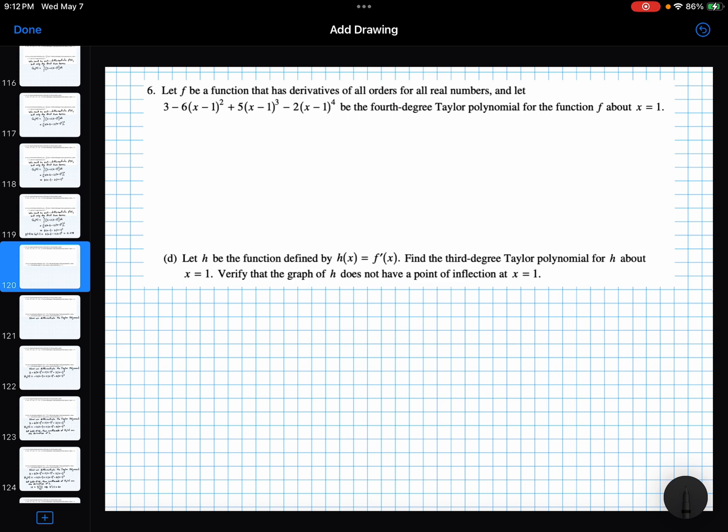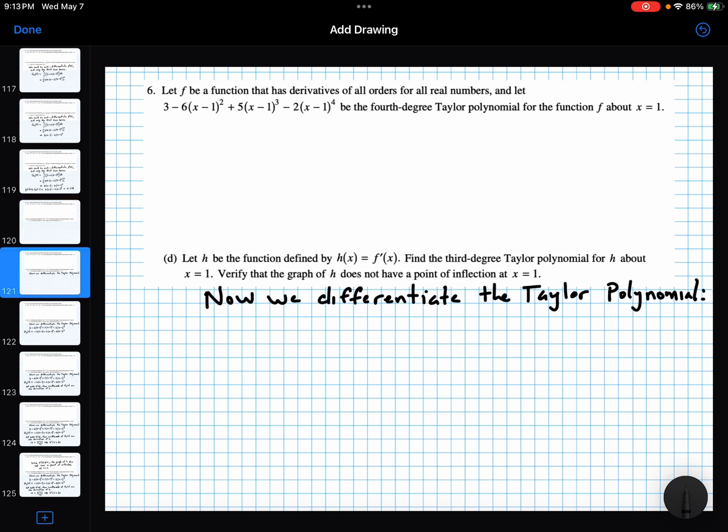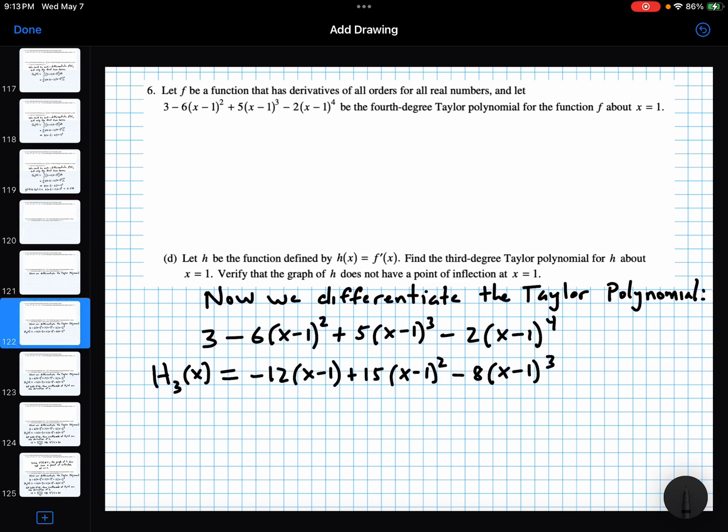Now, because they want a third degree Taylor polynomial for the derivative of f, I need all of my terms here right up to the fourth degree term, because when I differentiate that, I'll wind up with a third degree term. So I'm going to differentiate the original one. The original one is there, the 3 minus 6 times x minus 1 squared, and so on and so on. And now I do this capital H. This is my third degree Taylor polynomial to represent the actual function h of x, lowercase h of x.